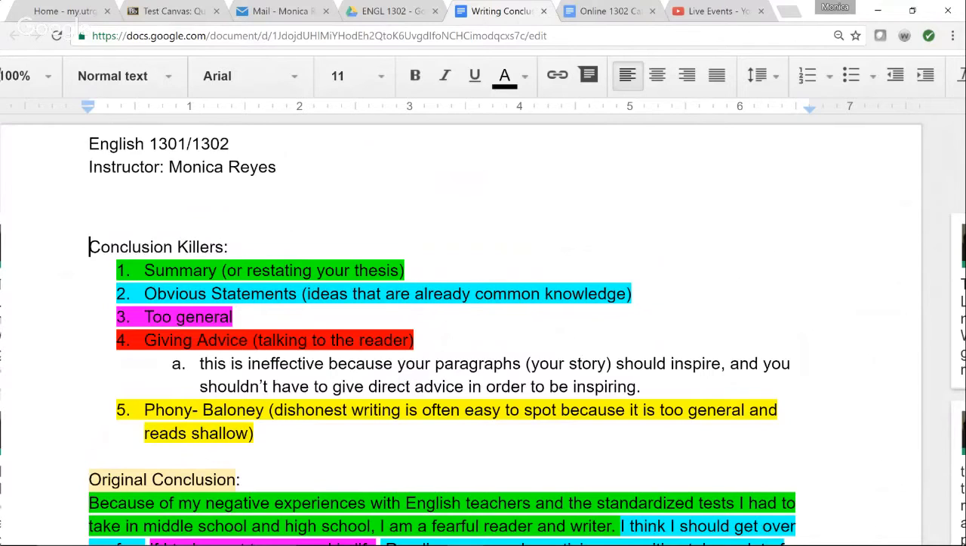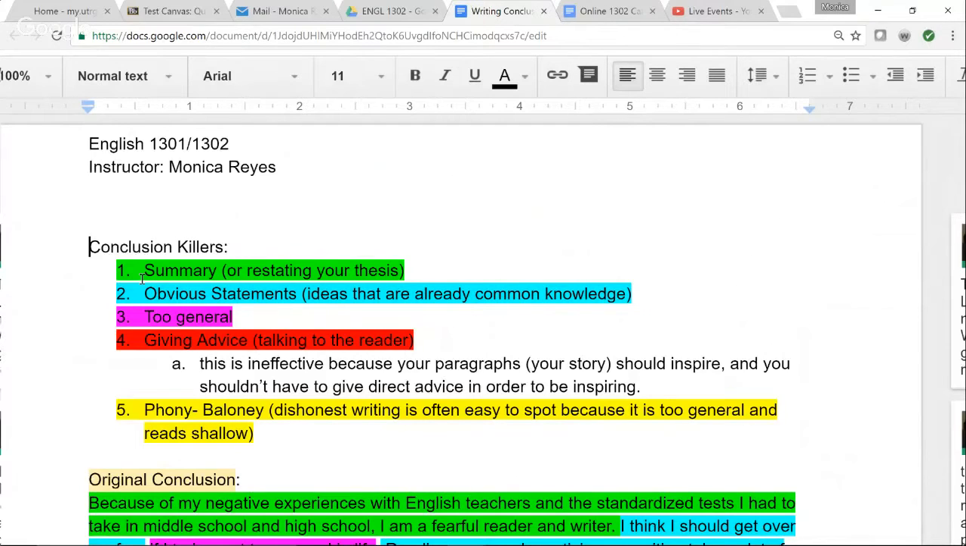There are 5 common conclusion killers that my students normally use in their writing. And what these do is they kill an effective paper by ending it on an obvious, general, or cliche note. So I've highlighted them in various colors, and then we'll take a look at a conclusion and how that conclusion is weak because of its use of these conclusion killers.